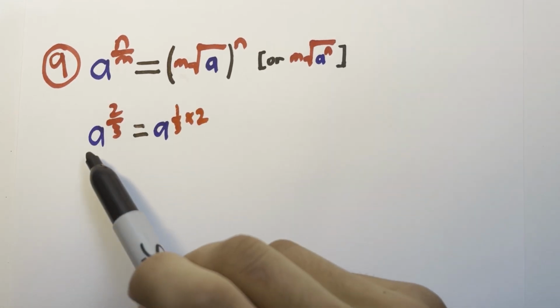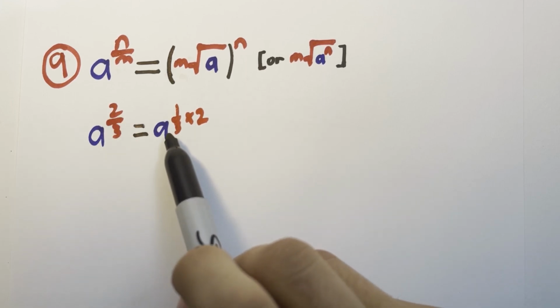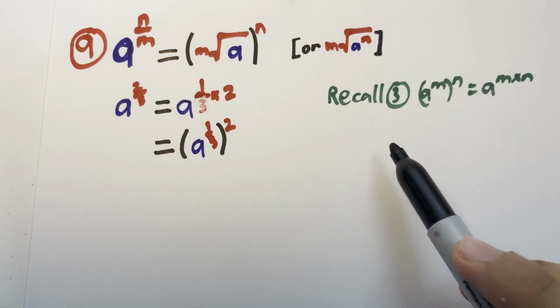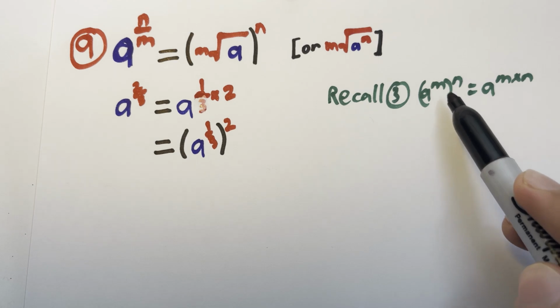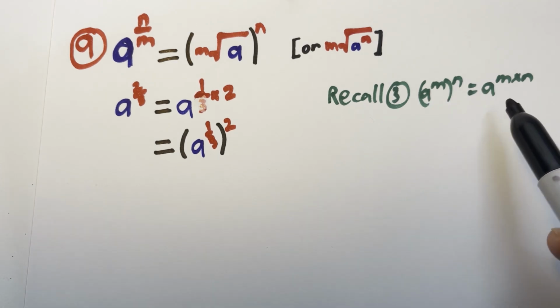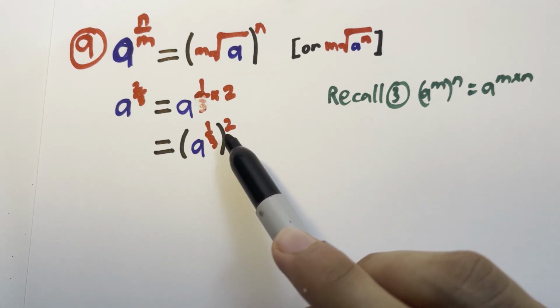Look at this example, a to the power of 2/3. We can split the power here by rewriting that as a to the power of 1/3 times 2. Now think back to our third exponent law, where if you have a raised to the power of m and raise all of that to the power of n, you're left with a to the power of m times n. We use that here to rewrite this expression as a to the power of 1/3 squared.